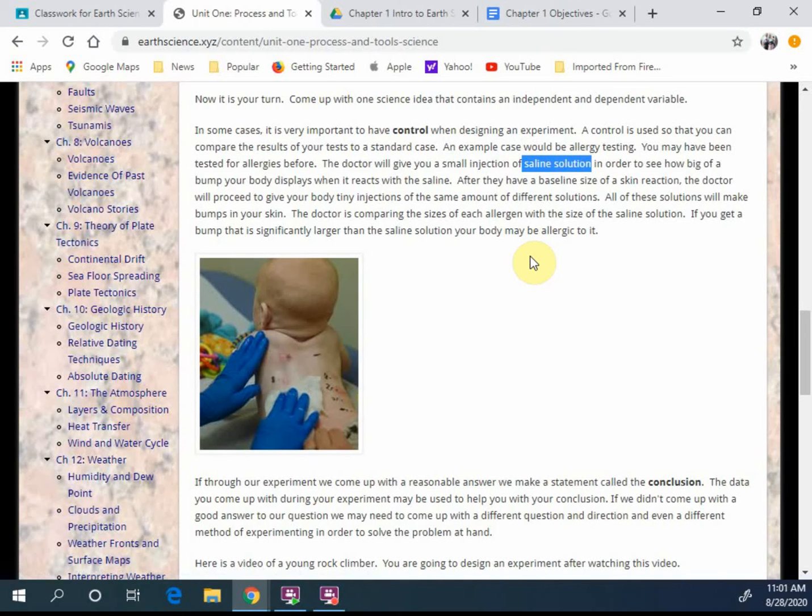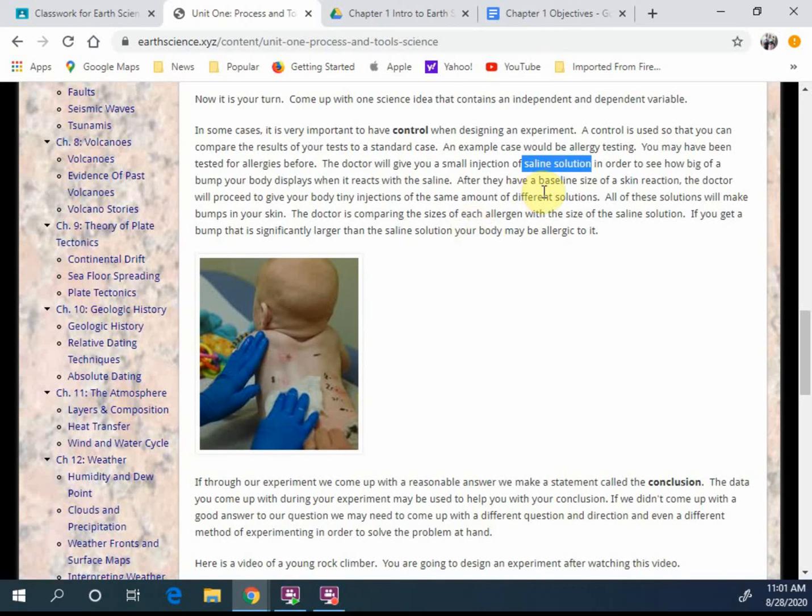However, your body still will give a reaction to the injection itself, the needle and the saline being injected underneath the skin. It will show a small bump, or a small swell or welt on your skin. That height of the reaction to the saline injection is the standard. It's what they have to use to compare to see whether or not you are having an actual reaction to the other injections.